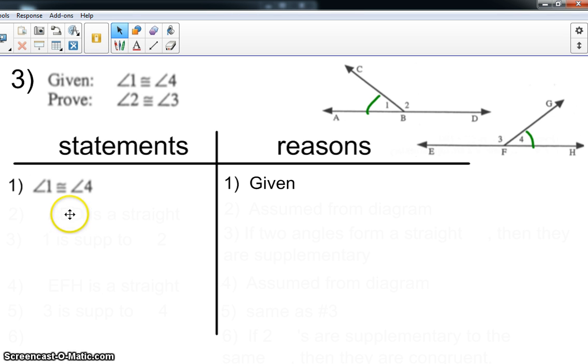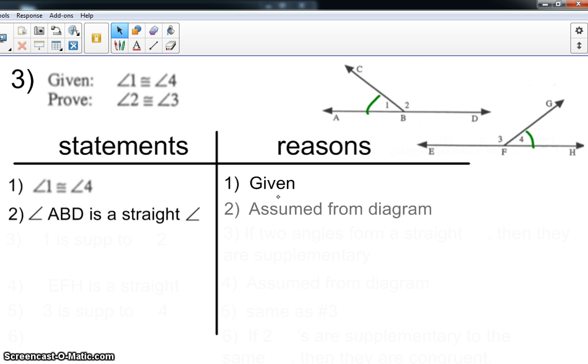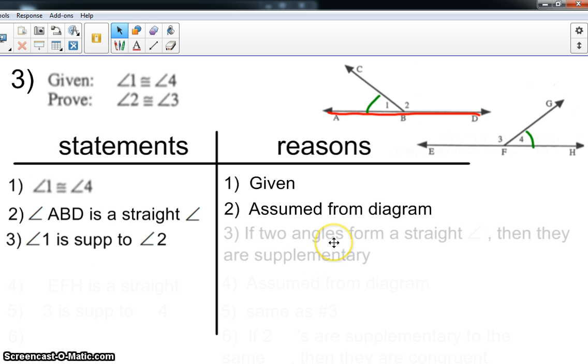straight angles. So if we first look at angle ABD, we can say that angle ABD is a straight angle, and we can assume that from the diagram. If we stick with that statement that we've just said, using that straight angle, we can say that angles 1 and 2 are supplementary, because if two angles form a straight angle, then they are supplementary.